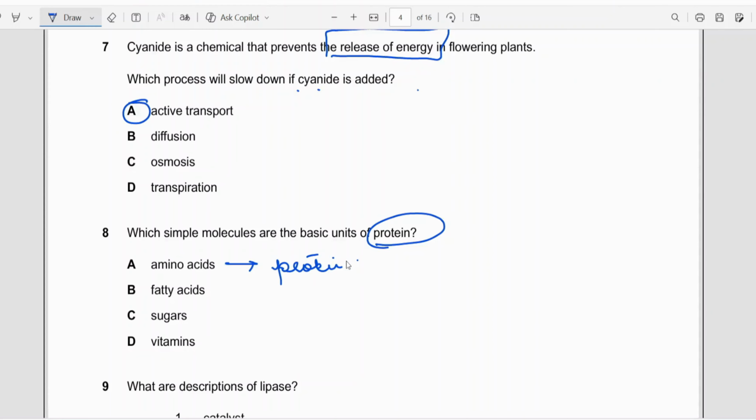Okay, there are a few questions in the other paper as well. We will discuss that in the next one. It's related to lipase. Exactly. I couldn't hear you.